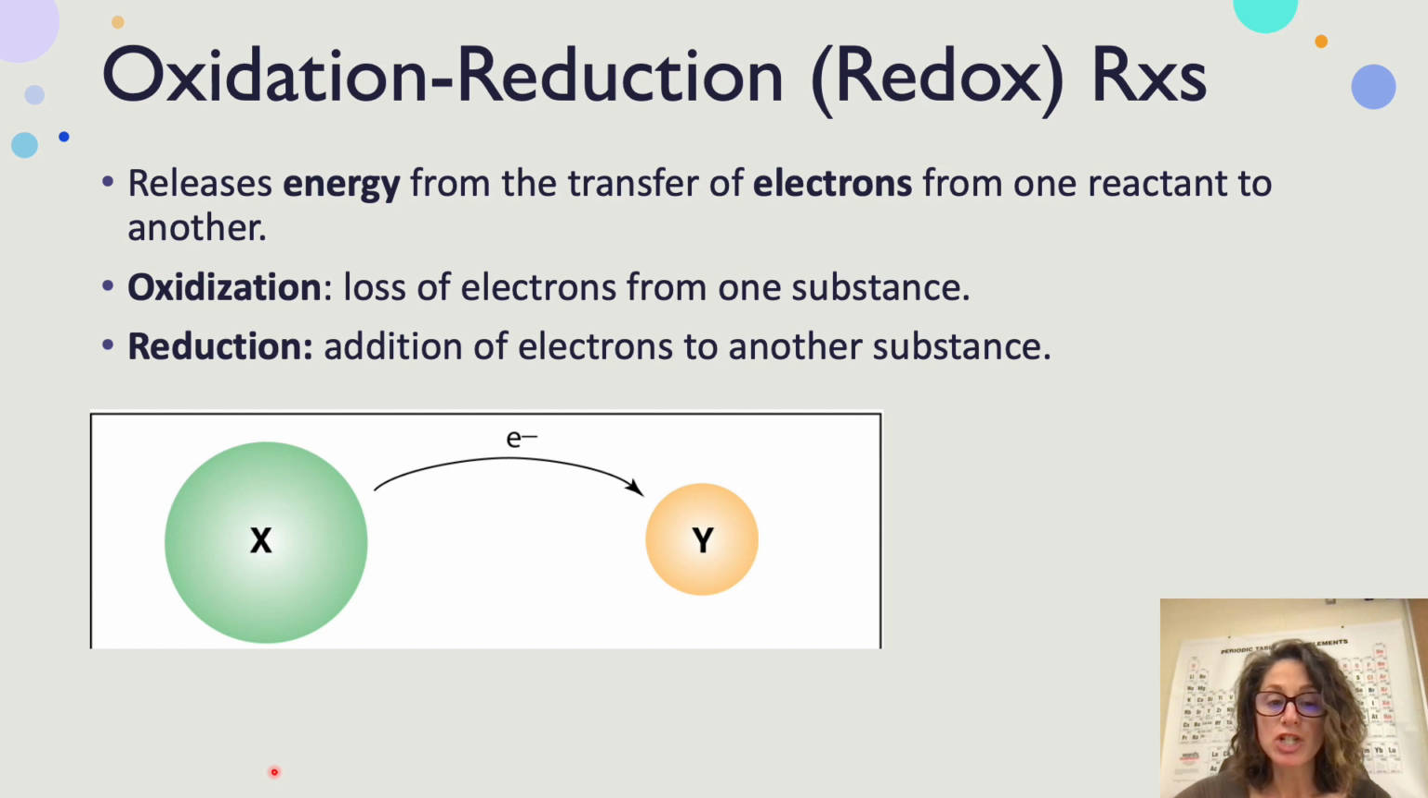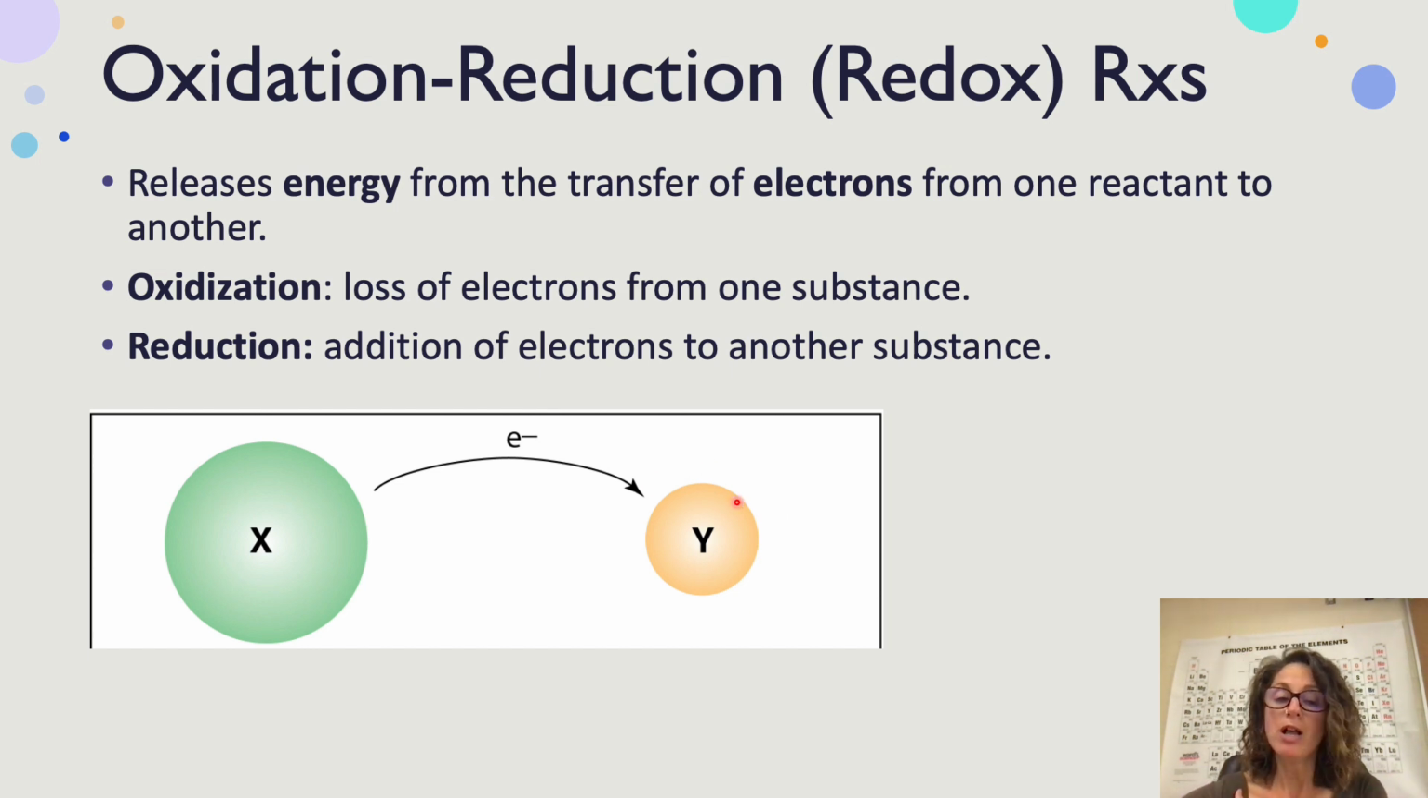Similarly, the reduction would be happening to Y. So this is the addition of electrons to another substance. One is always going to lose the electrons and another one is going to gain electrons, because remember, matter cannot be created or destroyed. It can only move from one thing to another. So X loses the electron, so X is being oxidized, and Y is being reduced because it's gaining the electron.